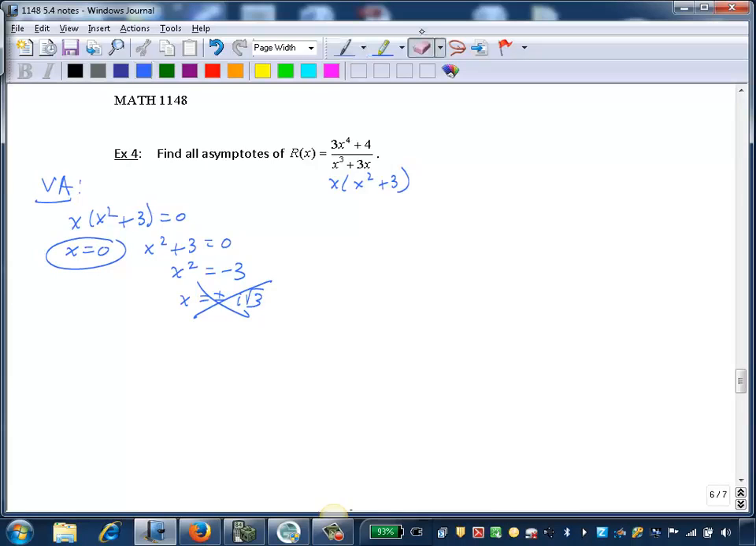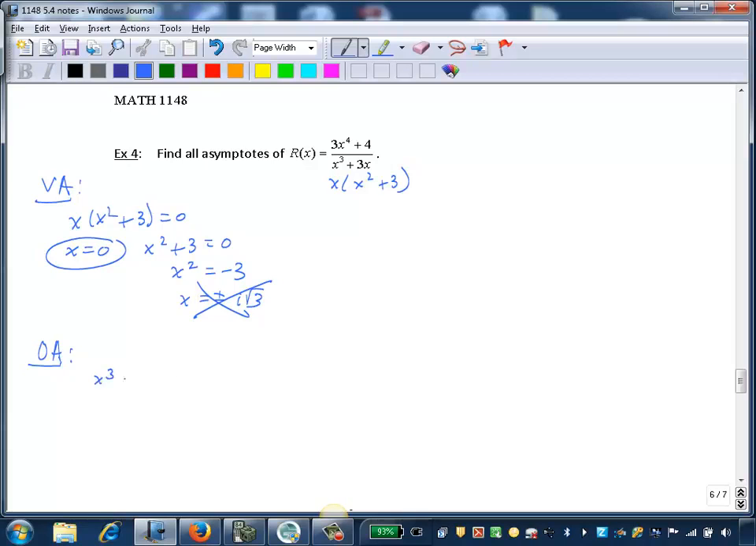Now we have to determine whether we have horizontal or oblique or neither. Remember, we'll have one or the other or neither. To do that, we want to compare the degree of the numerator and the degree of the denominator. We can see the degree of the denominator here is exactly 1 less than the degree of the numerator. This is degree 3, this is degree 4. It's exactly 1 degree less. So we know we're going to have an oblique asymptote, I'll abbreviate OA. In order to find it, remember, we have to perform long division.